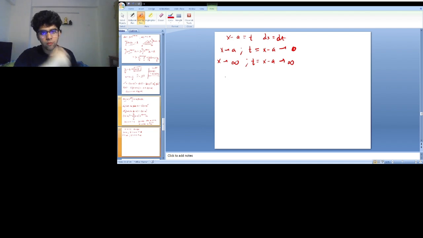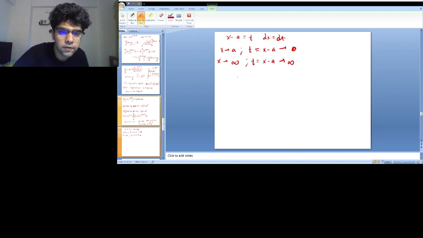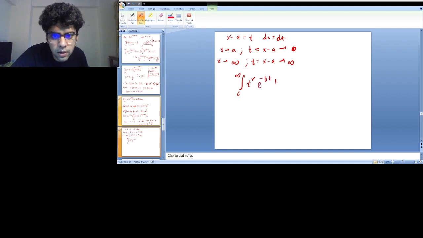We have everything now. So finding this gives me, right? So let's just substitute it. My limits have changed from a to infinity, and it has become 0 to infinity. This is t to the power r, e to the power minus bt dt, and b is outside. So this is equal to, let me just show you guys.